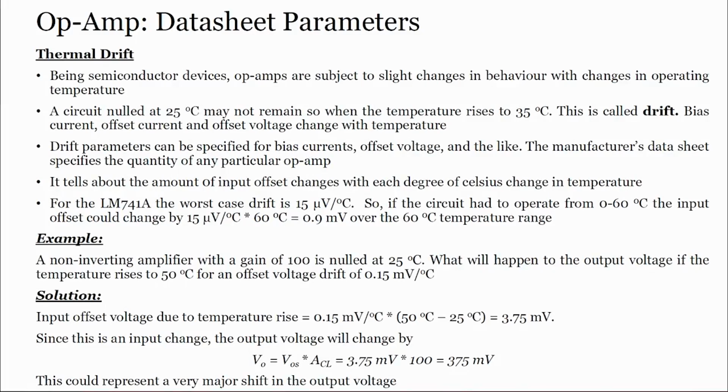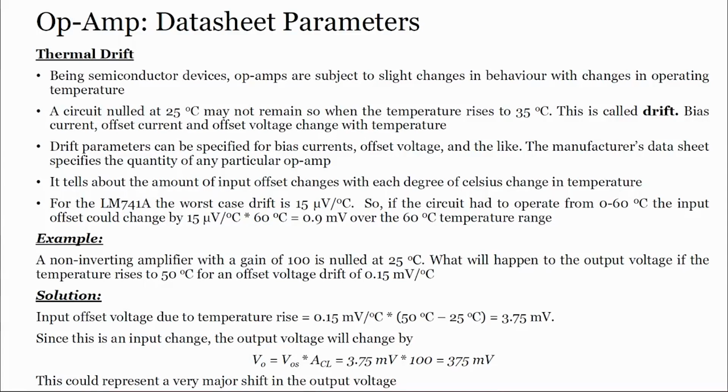Being semiconductor devices, op amps are subject to slight changes in behavior with a change in operating temperature. If the temperature changes, because it is semiconductor, the op amps are subject to slight changes. A circuit nulled at 25 degrees may not remain so when the temperature rises to 35 degrees. If there is a temperature difference of 10 degrees, you will see there is a drift, and this is called a drift. Bias current, offset current and offset voltage change with temperature. So thermal drift is a very important parameter we need to understand.